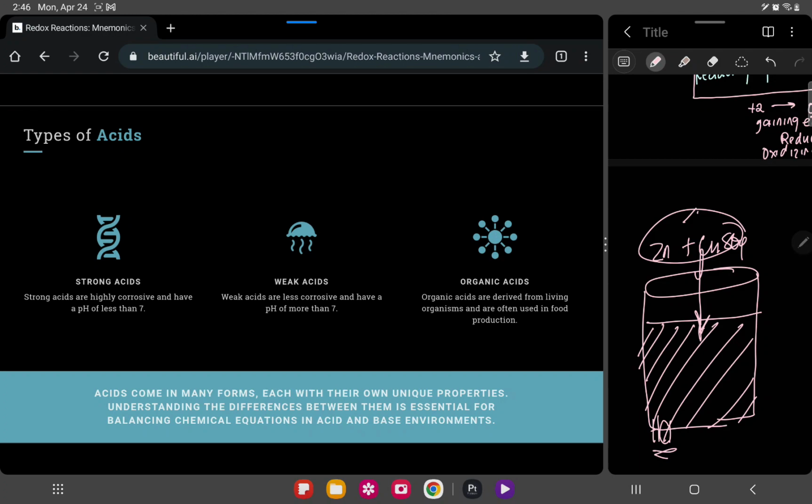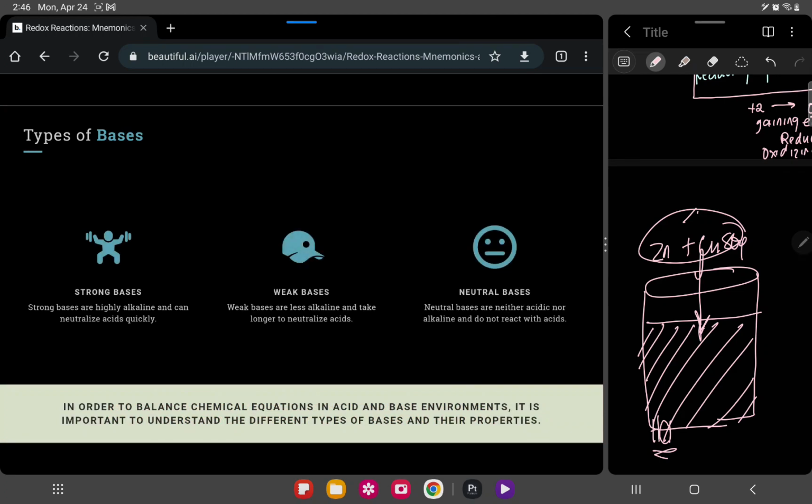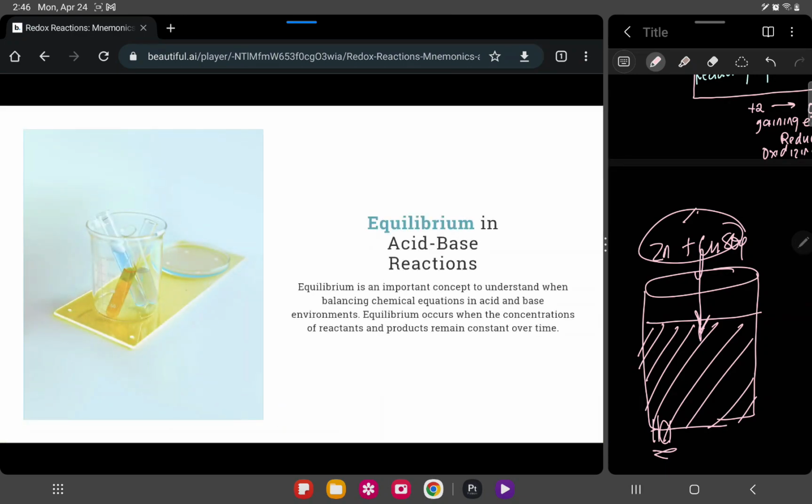The types of acid that we have are strong acids, weak acids, and organic acids. You have to understand and remember that strong acids dissociate completely, while weak acids dissociate only partially. It's the same for our bases. We have strong bases, weak bases, and neutral bases. Equilibrium in acid and base reactions is an important concept when balancing chemical equations.